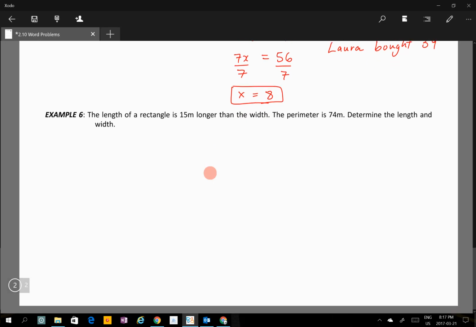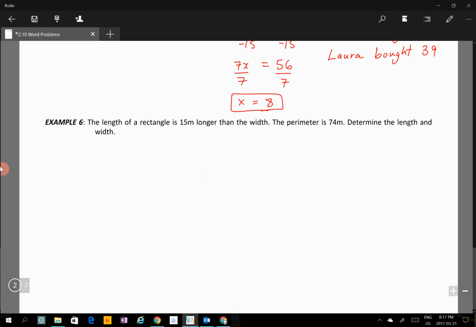Okay, example 6, my last example here. The length of a rectangle is 15 meters longer than the width. The perimeter is 74 meters. Determine the length and width.